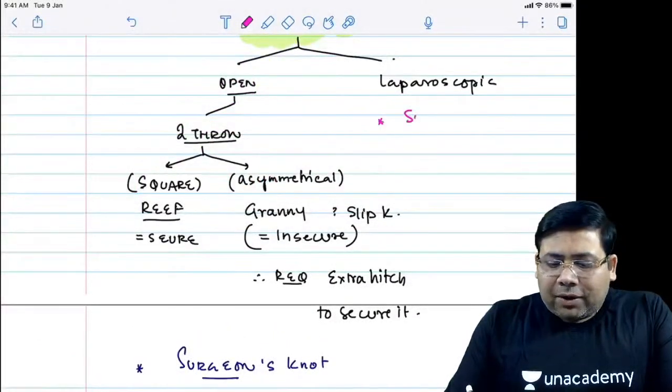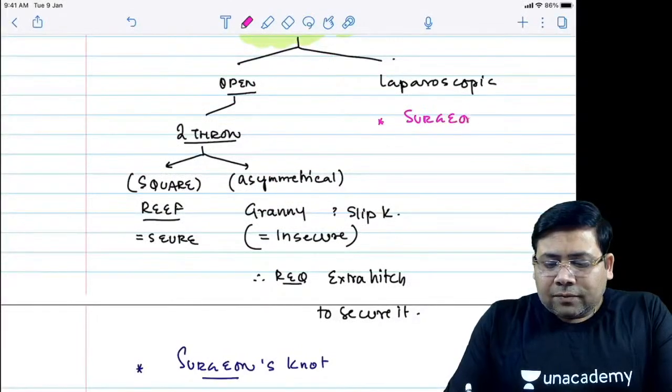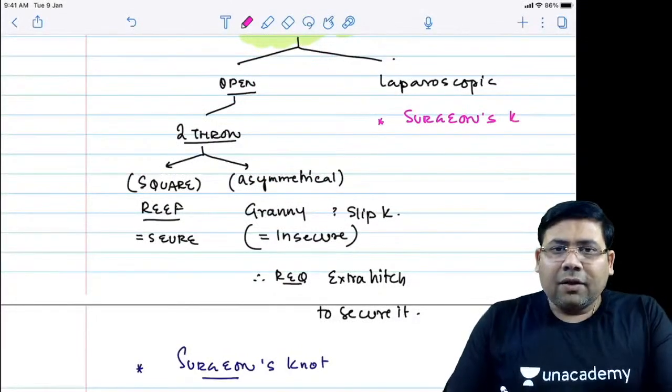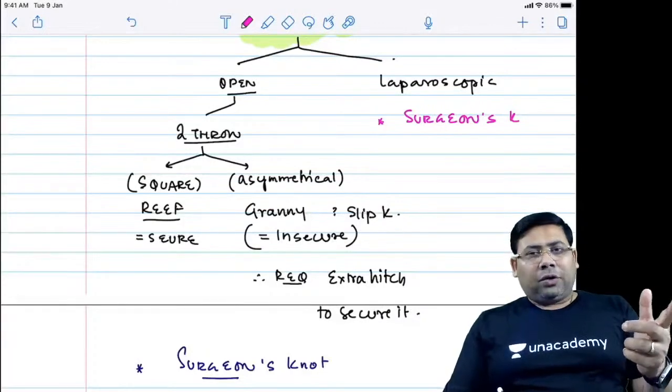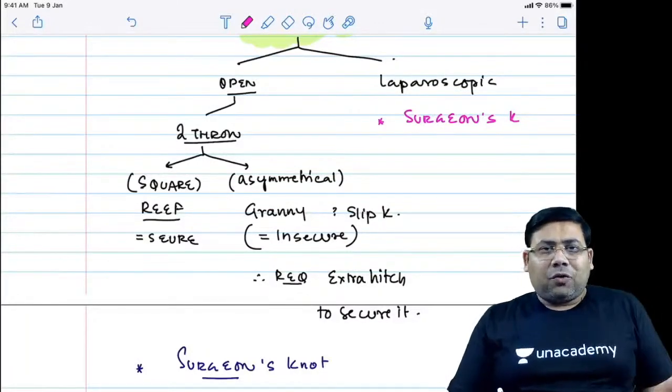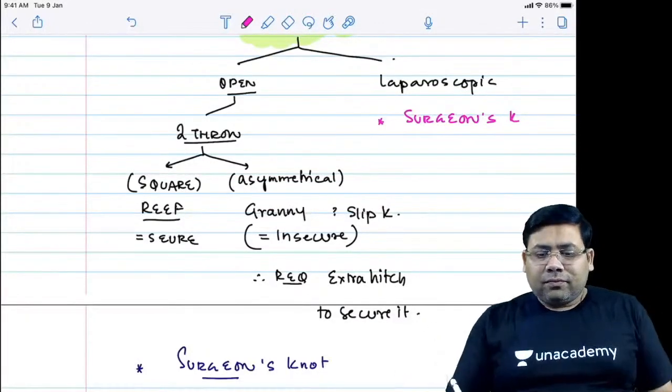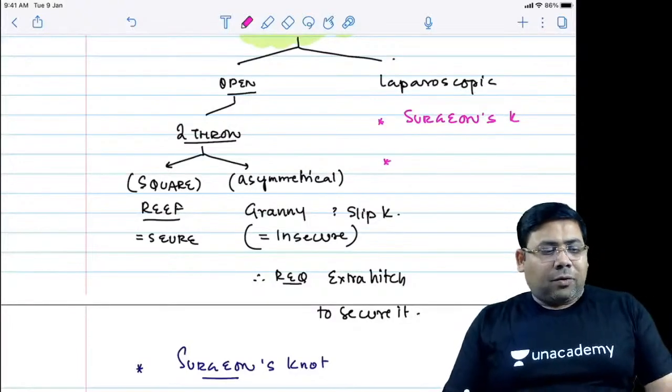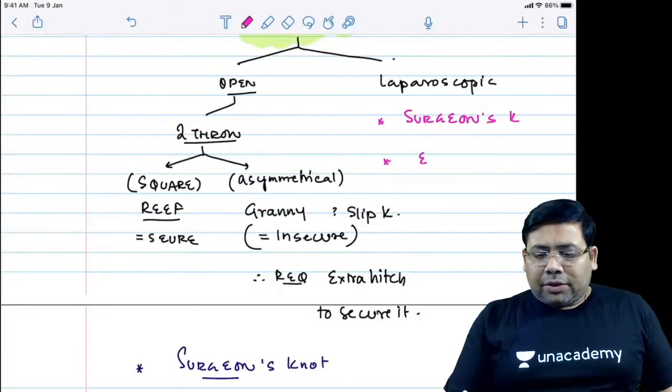We have the laparoscopic surgeon's knot. That's again a 3-throw knot. Loop out of loop. Next is the extracorporeal slip knot.